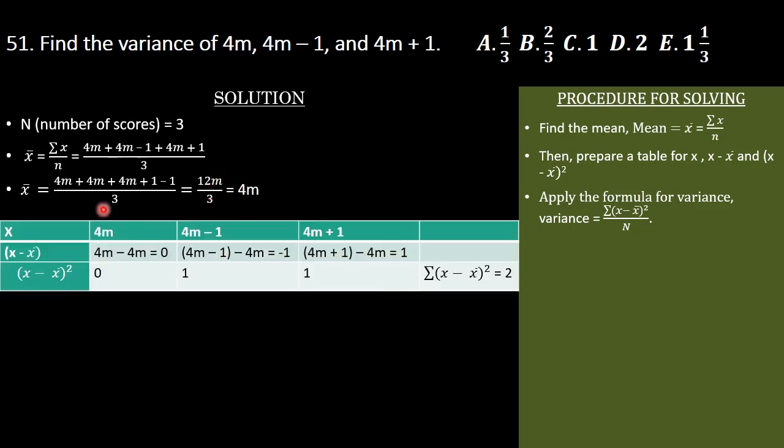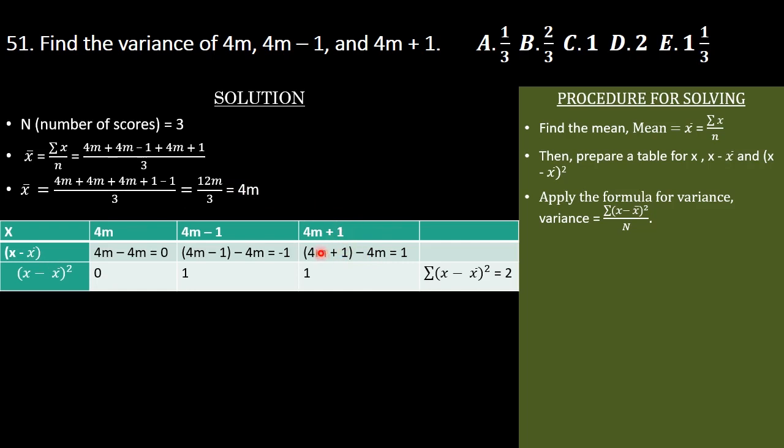The second step is to prepare a table for x, x minus mean, and (x minus mean) squared. Here is our x. Here is our x minus mean. X minus mean, that is 4m minus 4m, which is 0. 4m minus 1 minus 4m is equal to minus 1. When you open the bracket and subtract 4m, you have minus 1 left. Here we have 4m plus 1 as our x, minus mean 4m. We have 4m plus 1 minus 4m. When you collect the like terms, you have plus 1.